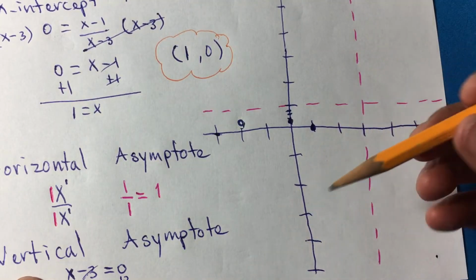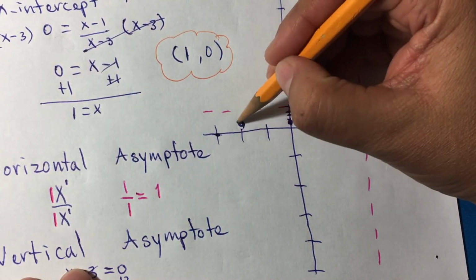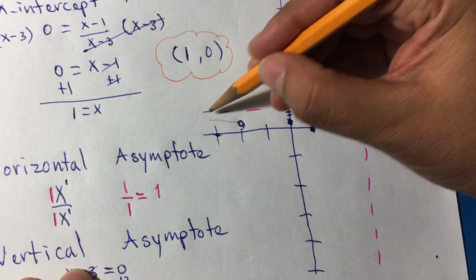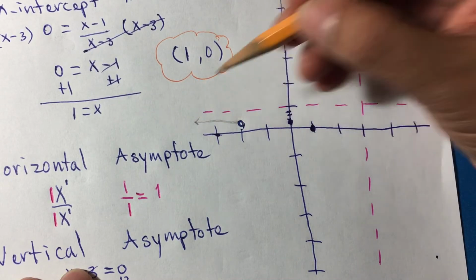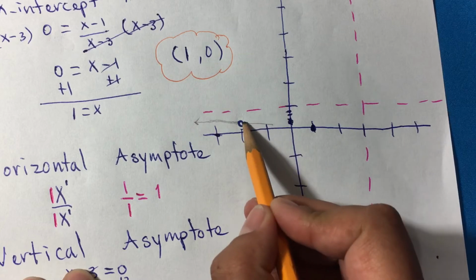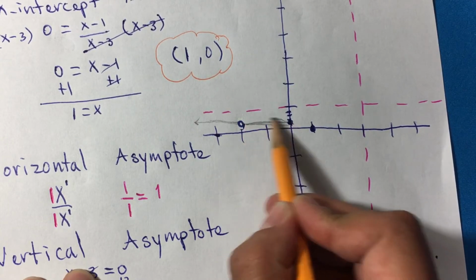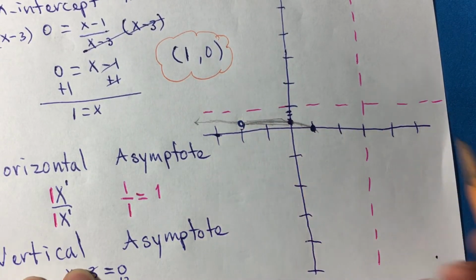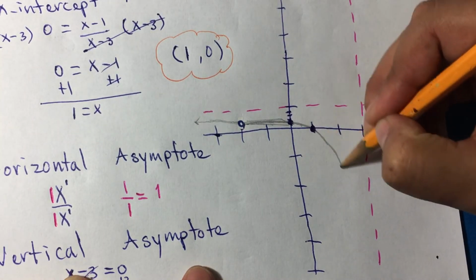I'll just create my graph. So we know that it goes through here, that it approaches this asymptote, but it will never cross it. It'll go through there. That's empty, so that's a hole in my graph. And you have something like this, okay?